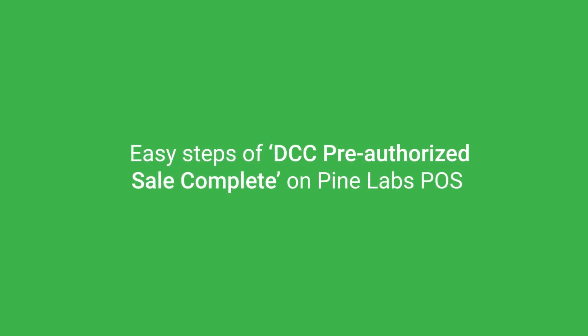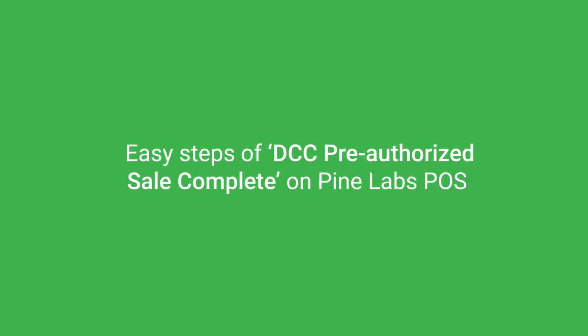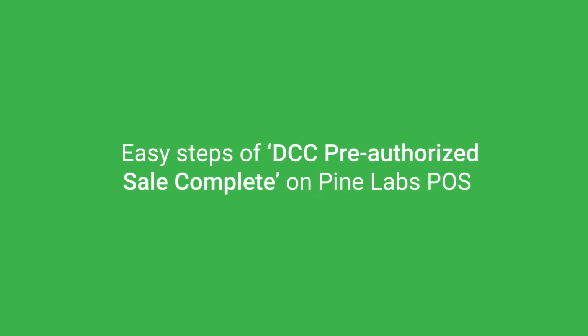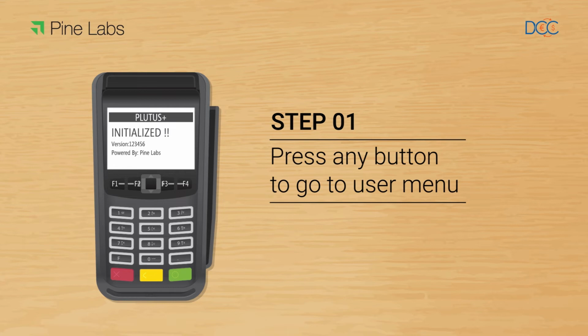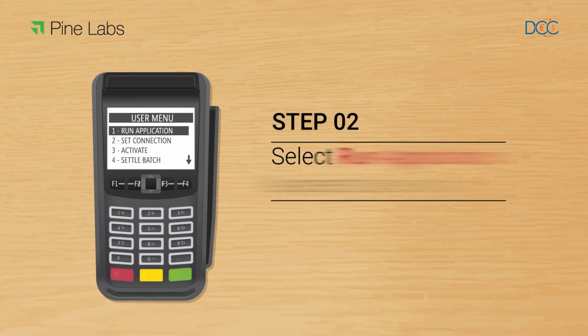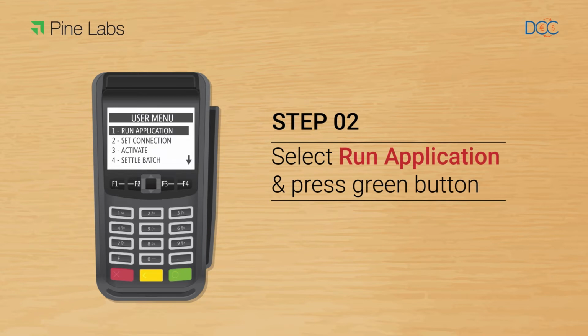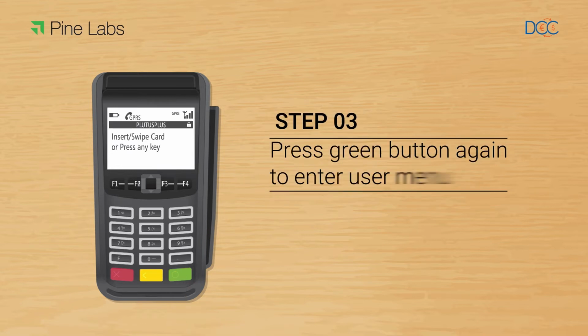Easy steps of DCC pre-authorized sale complete on Pine Labs PoS. Step 1. Press any button to go to User menu. Step 2. Select Run Application and press green button. Step 3. Press green button again to enter User menu.